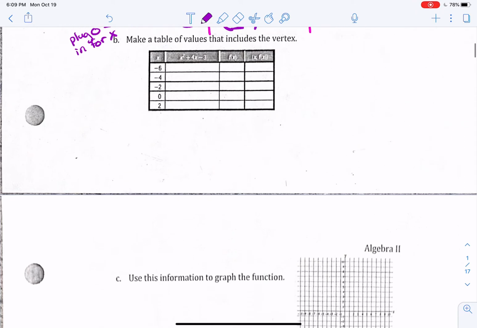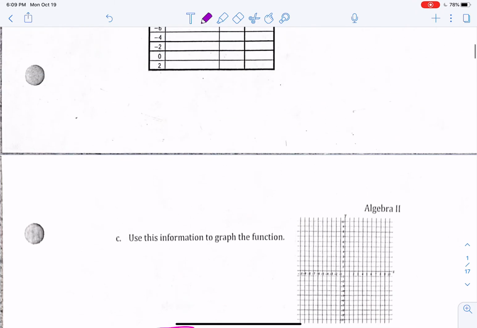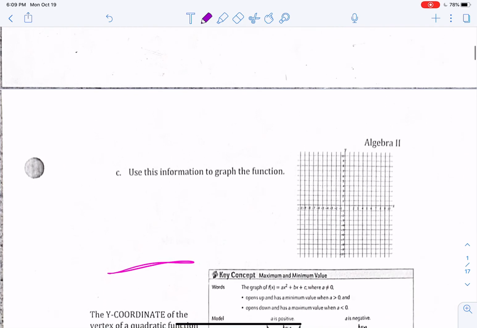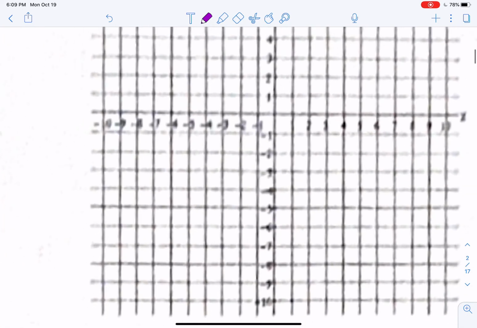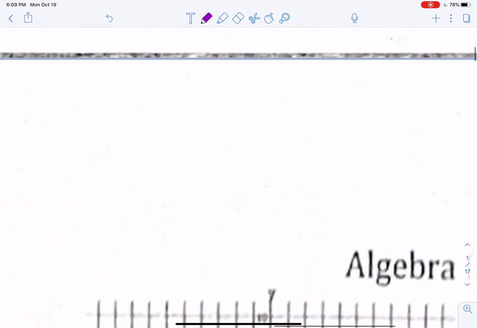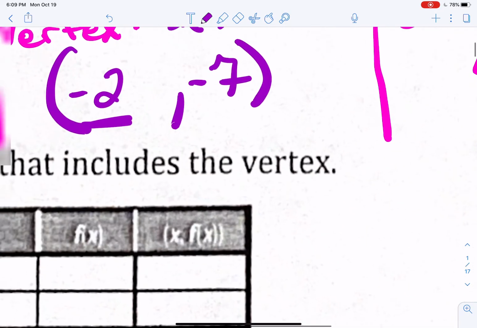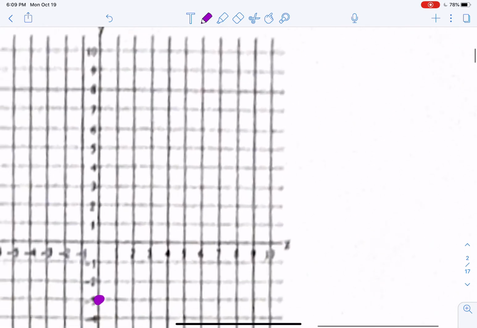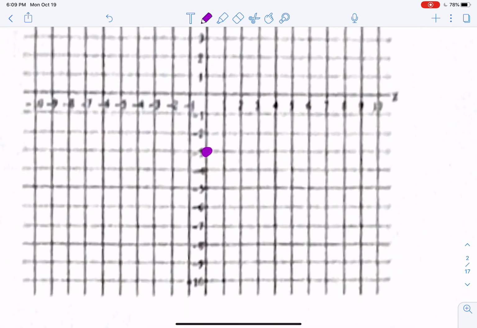Okay, so graphing these two things, I have negative 3 as my y-intercept, so I'm going to put a dot here on negative 3. And then my vertex is negative 2, negative 7. So negative 2 down to negative 7. There he is right there. There's my vertex, okay? Now, you can probably already see what this parabola is going to look like.